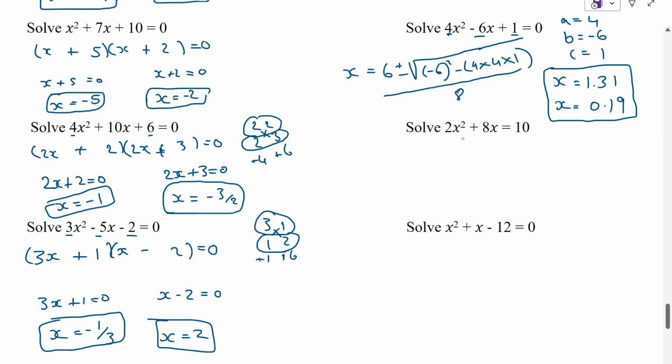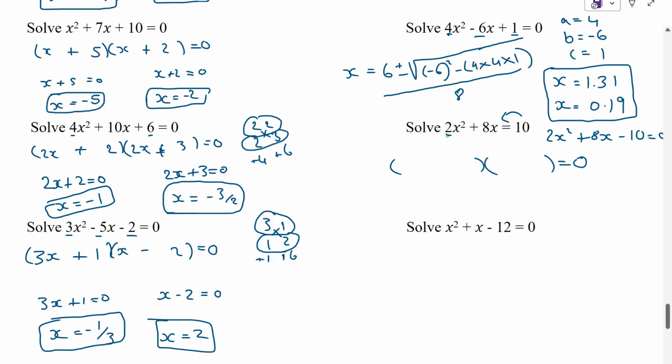Last two questions now. Again, this is not in the right format, so let's take this 10 over because it needs to equal 0 here. So we need to solve 2x squared plus 8x minus 10 equals 0. Let's get our double brackets ready.